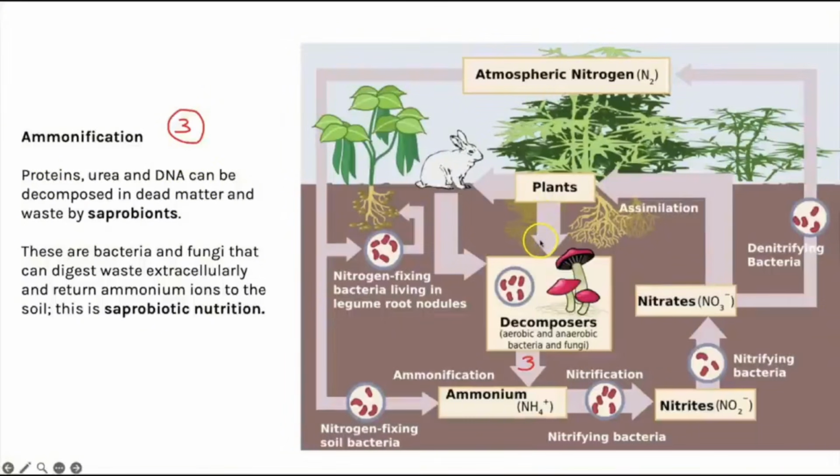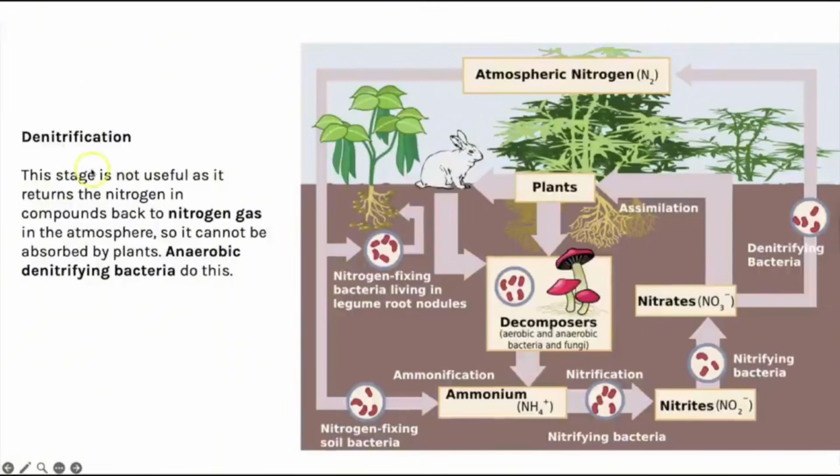Those are then decomposed by saprobionts. And saprobionts are bacteria and fungi that can digest dead matter or waste outside of a cell, so extracellularly, and that then reforms the ammonium ions. Now the last stage I've not actually labelled on, it's over here, denitrification.